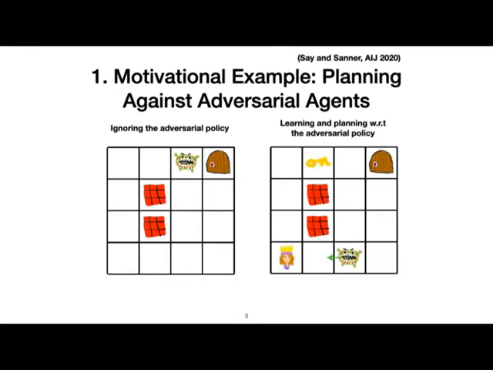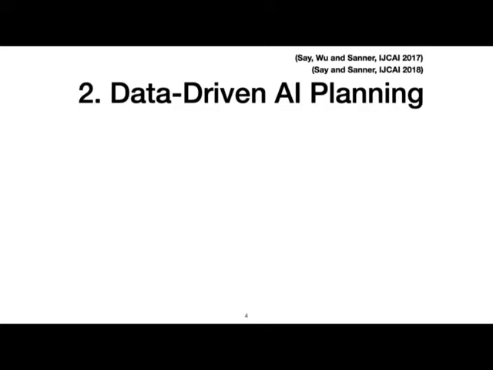Specifically, we're going to learn the unknown state transition function of our planning problem from data using neural network models. In order to be able to plan with respect to these learned neural network models, we're going to build on the previous data-driven AI planning formalism.